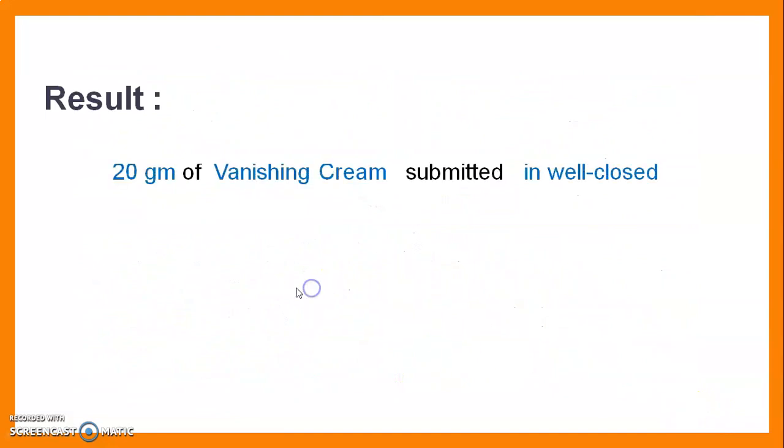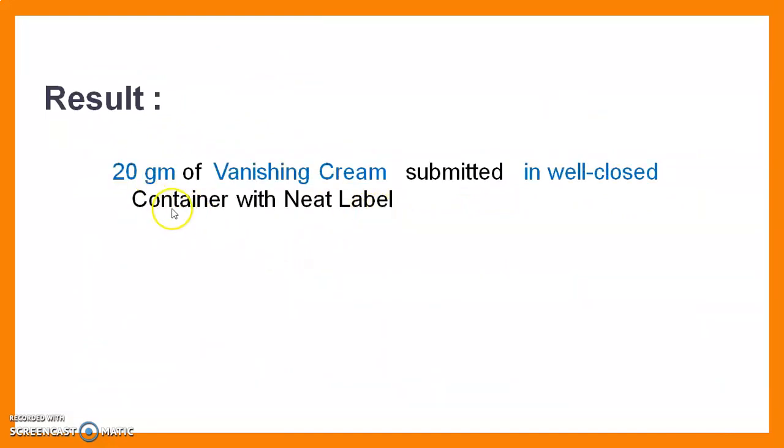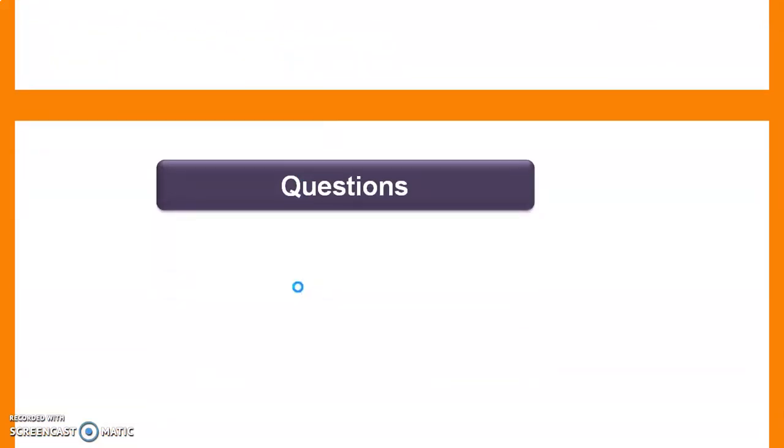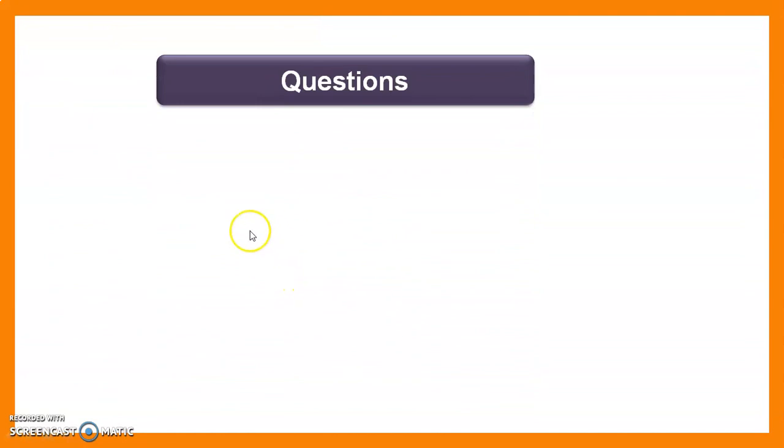Then we move toward the result. The result should be written as: 20 gram of vanishing cream submitted in a well-closed container with a neat label. In this way we finish our experiment number 25, preparation of vanishing cream. Then we move towards the question answer session.